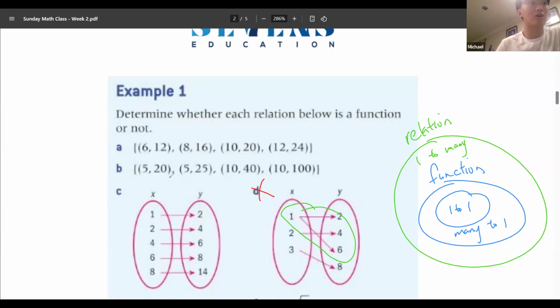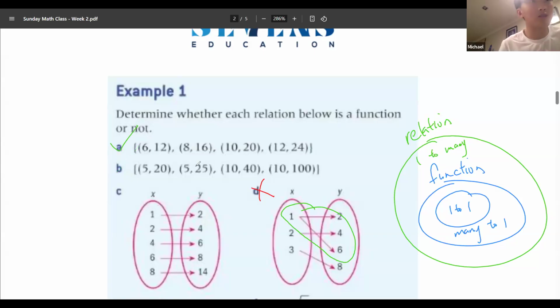So A, B, C, just start telling me yes, no, stuff like that. Are A and B all yes? Okay. A is yes. What about B? Is B yes or no? B is no. Why? Because there's 5 in the first and second one and the third and fourth one, which both have the same input. Yes, and different output.